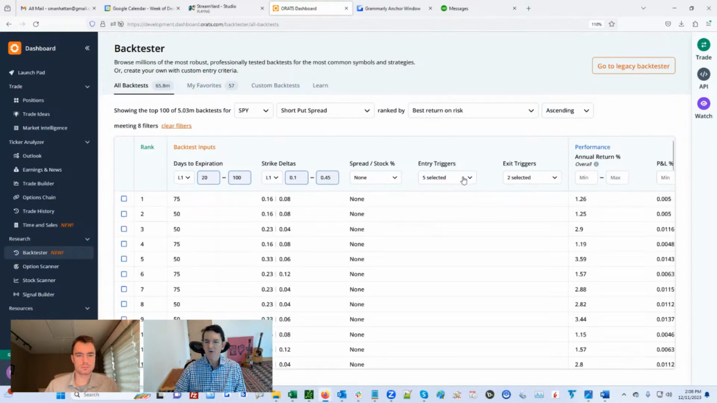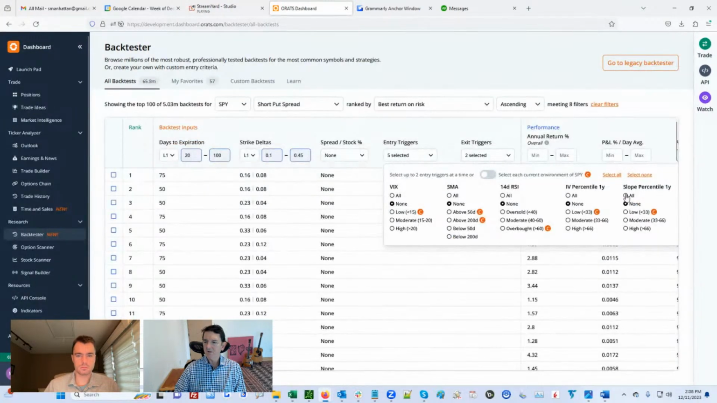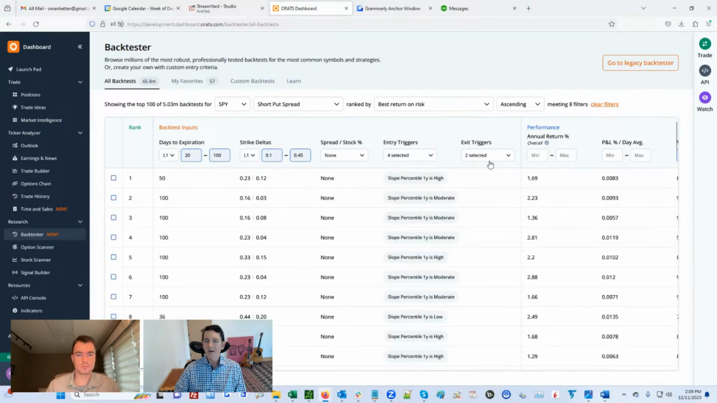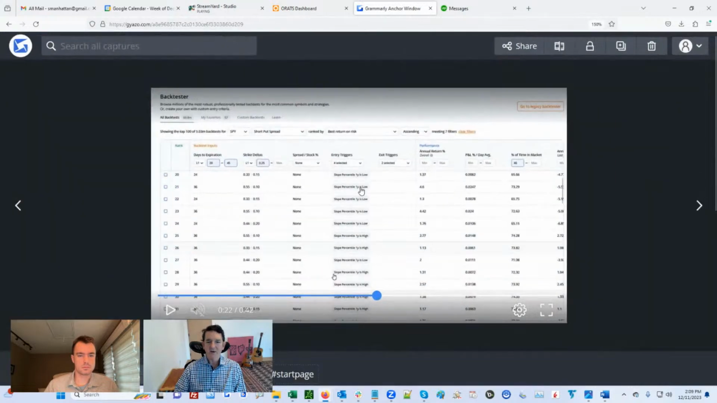Let's see, entry triggers. So I have none selected for everything else. I merely just want to look at what are the best strategies for put spreads. And then I've taken a picture of that. So let's see if we could get this.